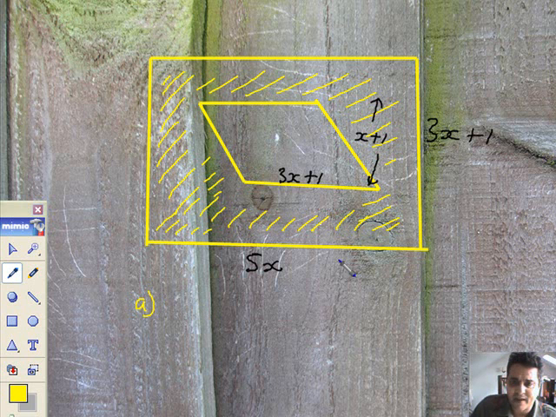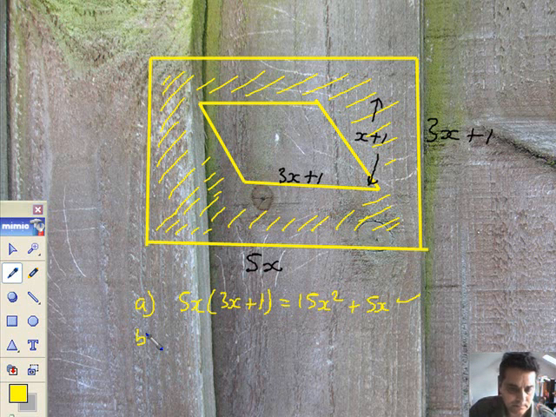Well, it's going to be 5x times 3x plus 1. So 5x multiplied by 3x plus 1. Don't leave it like that, otherwise you won't get your marks. Work it out. That is 15x squared, and 5x times 1, 5x. So we get a couple of marks for that.